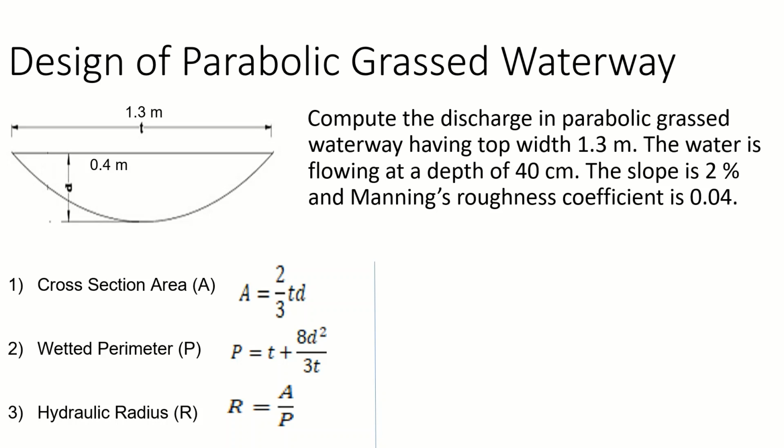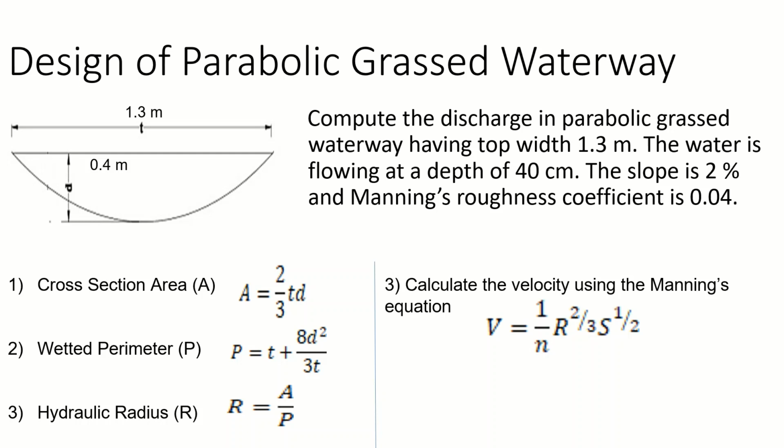Now hydraulic radius is very easy to calculate. A divided by P. Once I obtain R, it will be substituted in the Manning's equation to get the estimate of velocity. This velocity is multiplied by the cross-sectional area to get the discharge. Q is equal to A multiplied by V. So these are the steps with the values.